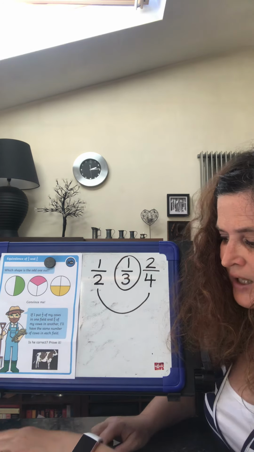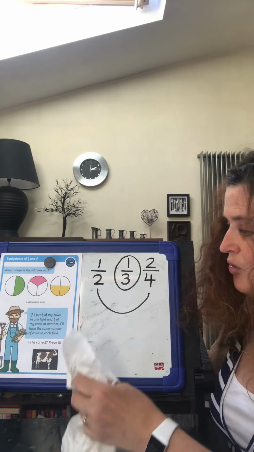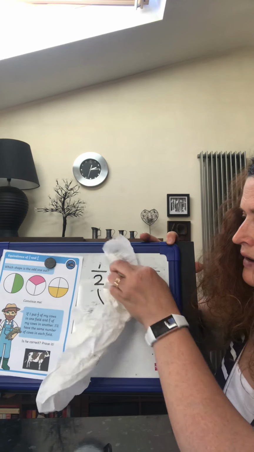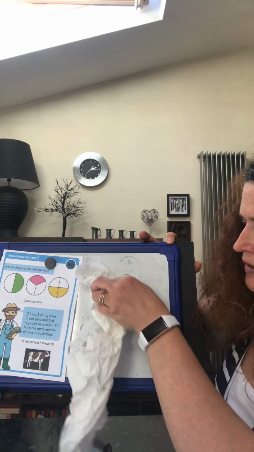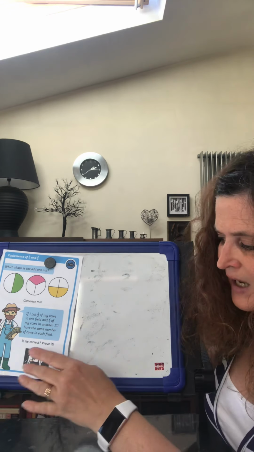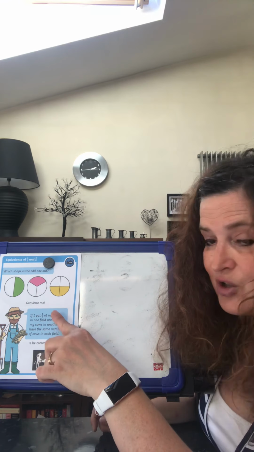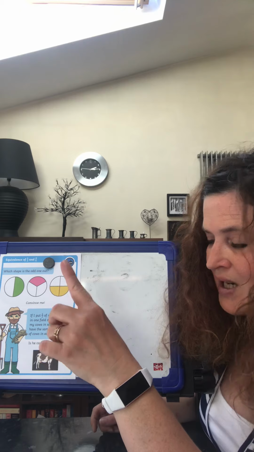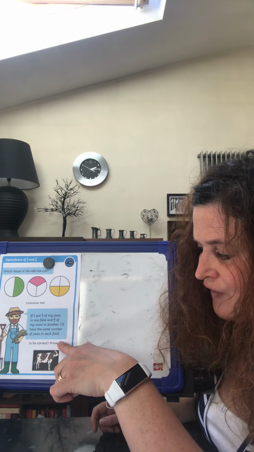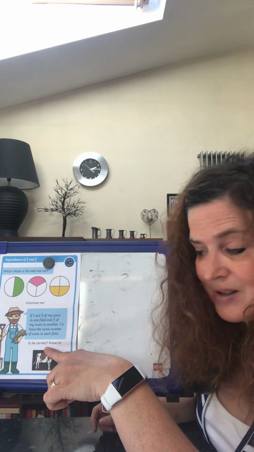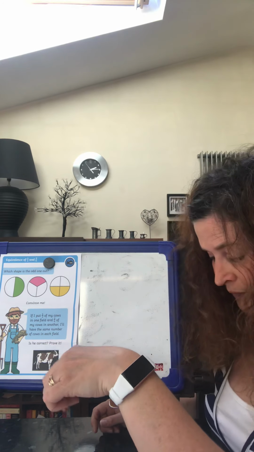Okay, moving on to the challenge at the bottom. It says, this is the farmer speaking, "If I put half of my cows in one field and 2/4 of my cows in another, I'll have the same number of cows in each field." Is he correct? Prove it.